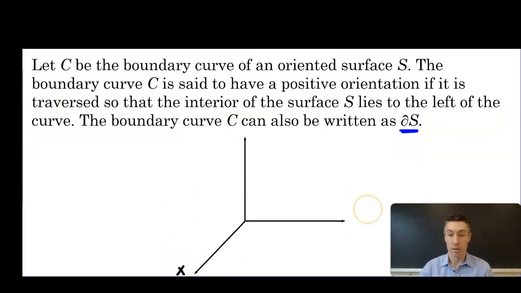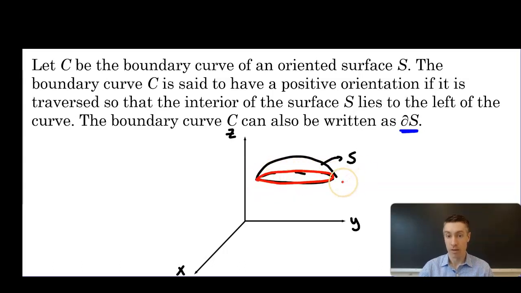Okay, so we have our three-dimensional axes, X, Y, and Z. We're going to draw a simple surface with a boundary curve. So we can draw the surface to look like this. So there's our surface S. The boundary curve goes along the edge or the opening. So in red, we'll highlight the boundary curve. So that's C. Or we can write it in terms of S.